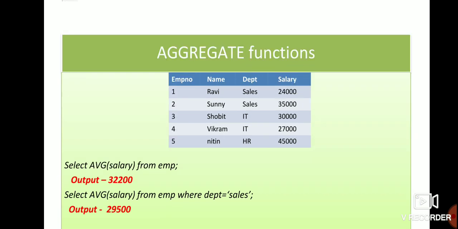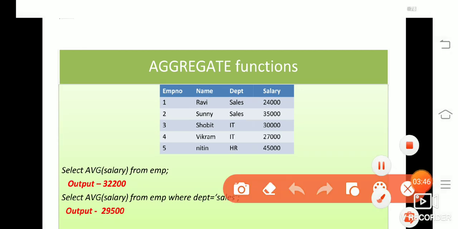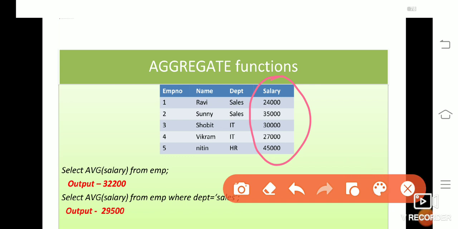Next, average. To calculate the average salary, I want to calculate from the table, which table? Employee table. So what will be the total output? 32,200. It will calculate all the salaries which you can see here. Okay, next, if you want to give some condition like WHERE department = 'sales', isn't it? So only the sales department salary will be calculated and we'll get the average of these two data as the output.